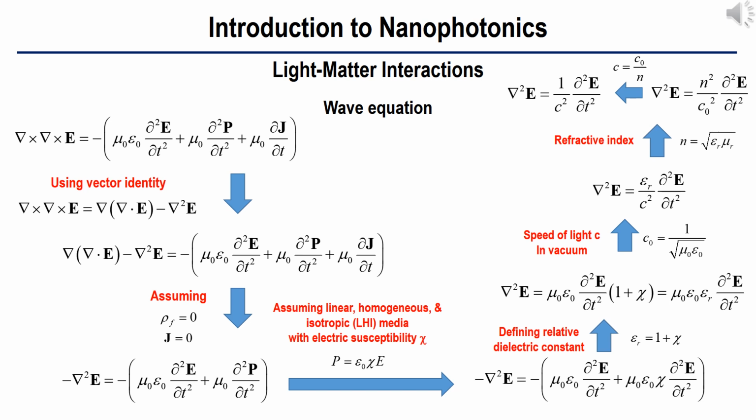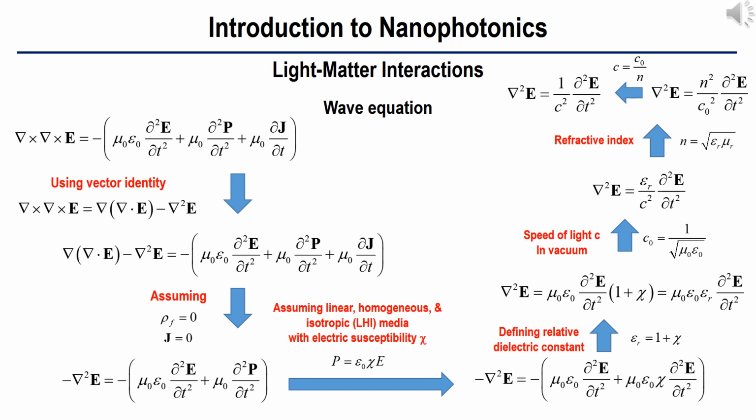This form is already a wave equation which describes the relationship between the Laplacian of the electric field and the double temporal derivative of the electric field vector. Using a relationship between light speed c, vacuum electric permittivity epsilon sub naught, and vacuum magnetic permeability mu sub naught, we can further simplify the wave equation as.